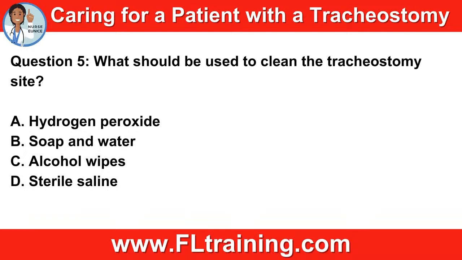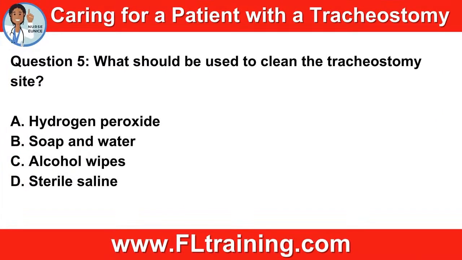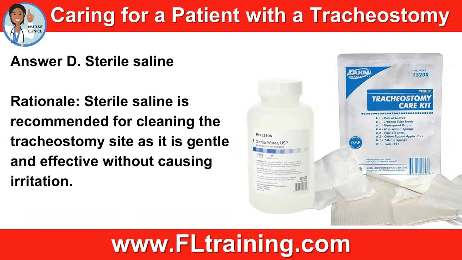Question number 5, what should be used to clean the tracheostomy site? Is it hydrogen peroxide, soap and water, alcohol swabs, or sterile saline? If you're old school, you're going to say peroxide. We don't use peroxide anymore, not in a healthcare setting. So it's not A. That is your hint. All right, for this one, I see that we're teaching you something new, and it looks like Karen and Erlina have it correct. It is going to be sterile saline. So the correct response is going to be D.